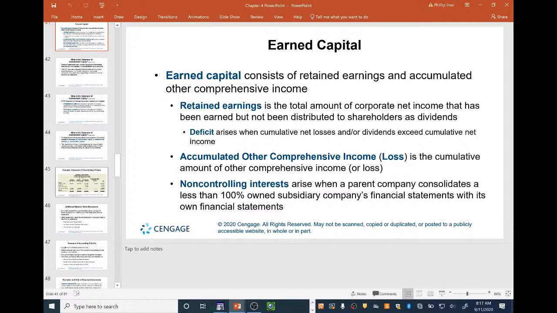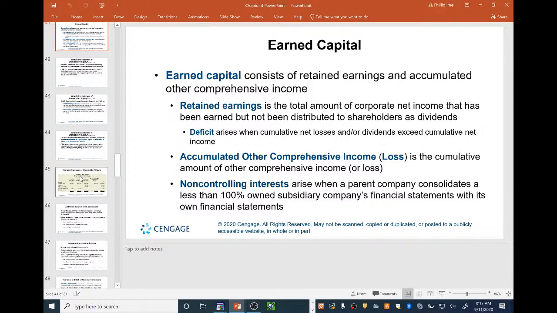Accumulated other comprehensive income or loss is the cumulative amount of other comprehensive income or loss. And once again, that's just going to be at either the bottom section of your income statement or on a separate section or on a separate statement for the OCI. And we'll get into that in more detail later in the semester as well.